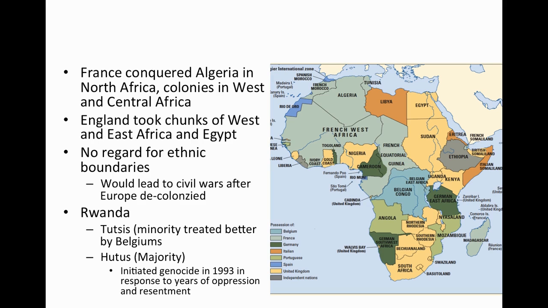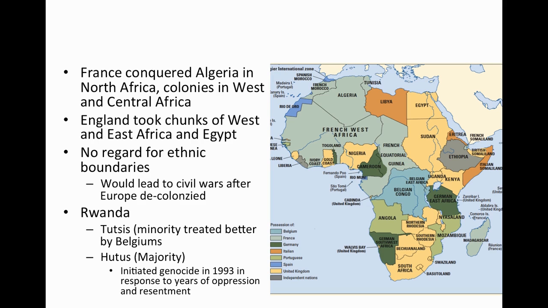One famous example of that would be in Rwanda. Rwanda would be right over here, the Belgian Congo. There were two groups, the Tutsis and the Hutus. We'll see a movie about this, actually. It's an interesting story. The Tutsis were a minority group, but they were embraced by the Belgians because of their skin color. They were lighter skinned, so they were treated better. They were given better positions in business and in government, whereas the majority were the Hutus, who were darker skinned.